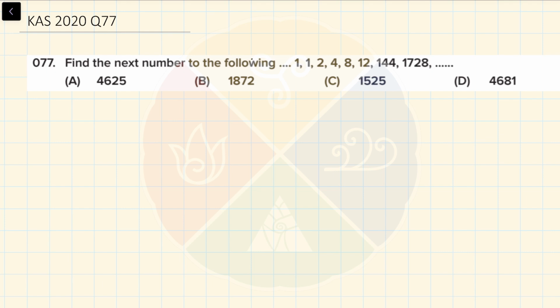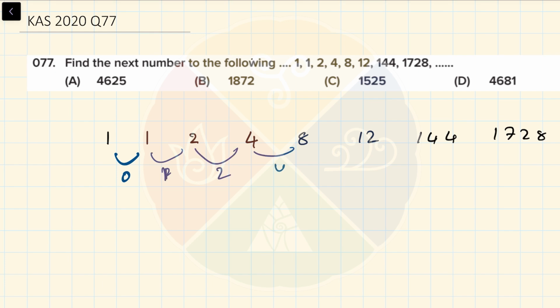So the pattern here is 1, 1, 2, 4, 8, 12, 1, 4, 4, 1, 7, 2, 8, and so on. So the first thing, whenever I get a pattern, I usually check the difference and keep going. But I can't do that here because the number is increasing very much. So this is nothing to do with addition. This has something to do with multiplication. But even then, I would be stuck a little bit. I have no idea how to solve this.